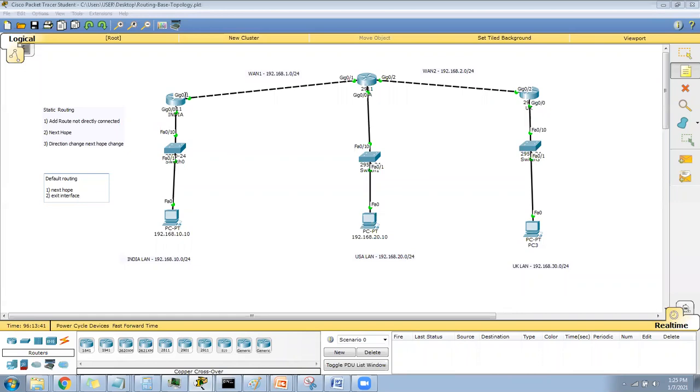So for India, what is the exit interface? Giga 0/1. For USA, on the left side, what is the exit interface? 0.1. Right side, 0.2. And for UK, if you want to reach it, go here, 0.2. One more point to be noted: we don't use default routing in our LAN. It is for the internet only. I will write it down here. Only for internet.